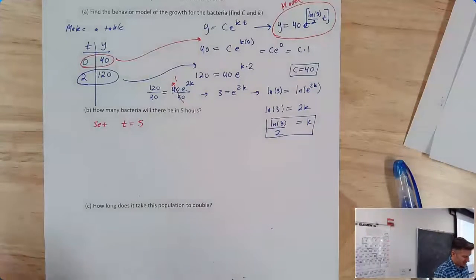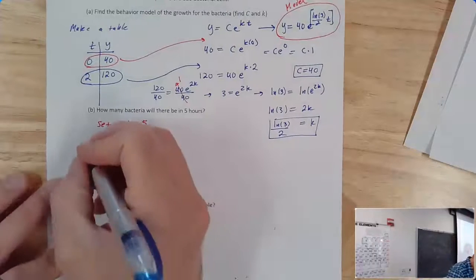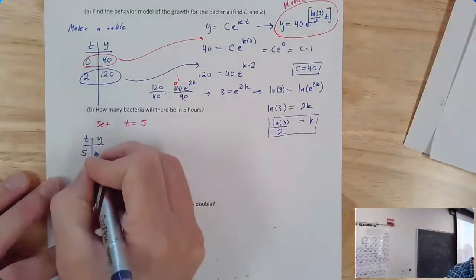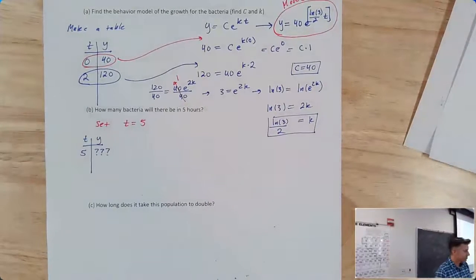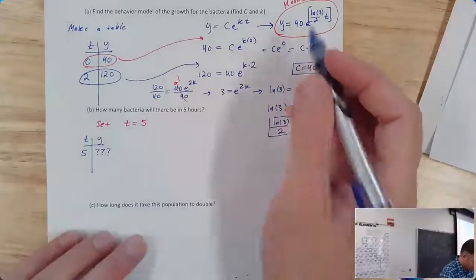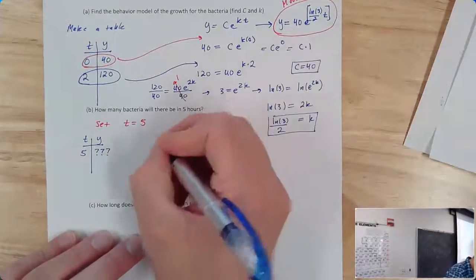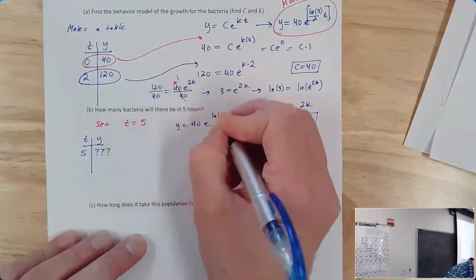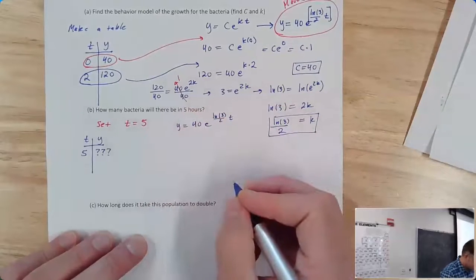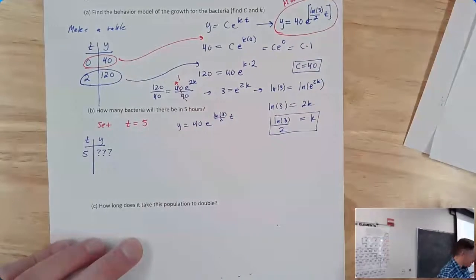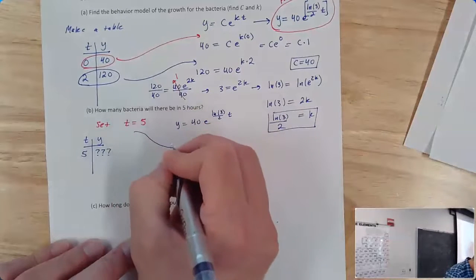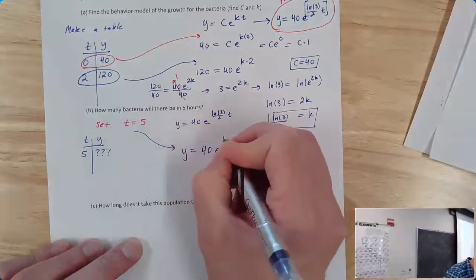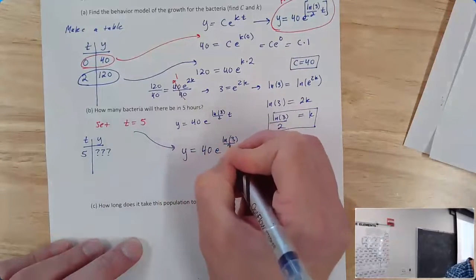When I do this, I like to throw it back into the table. So if I'm thinking about my table here, I've got time equal to 5, and I'm trying to find out what y is. So I'm just going to use my model. My model was y equals 40 e to the natural log of 3 over 2 times t. And now I'm just going to plug in t equals 5, which is not going to be particularly nice. So plugging it in, we get y equal to 40 e to the natural log of 3 over 2 times 5.